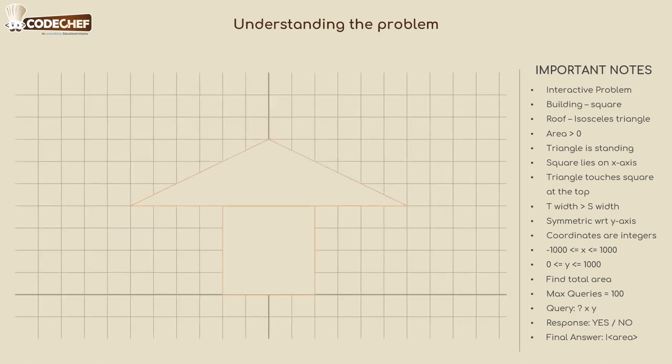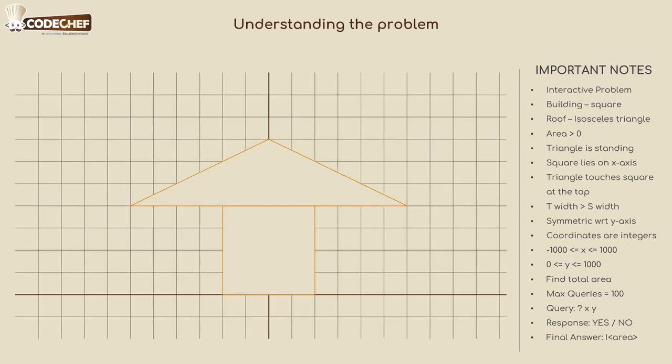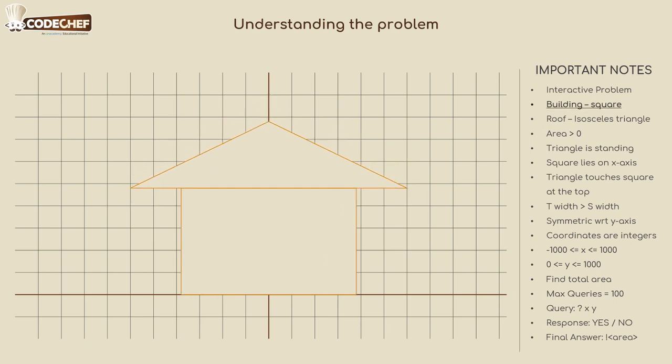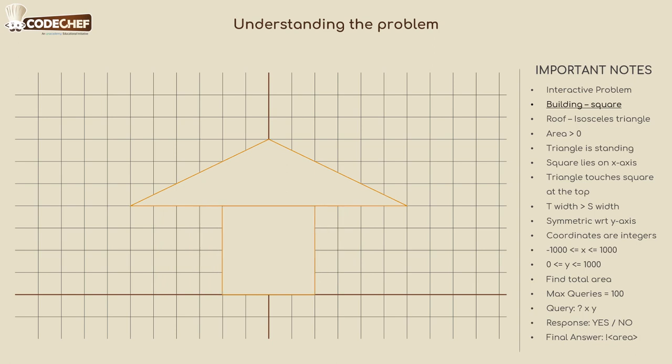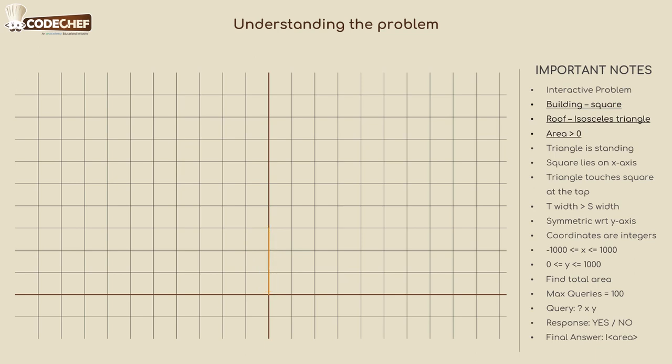So now let's see an animation to understand the problem more clearly. It is given the building is a square, so it can't be a rectangle. Also the roof is an isosceles triangle. This is a very important condition that will help us later. The area is greater than 0.